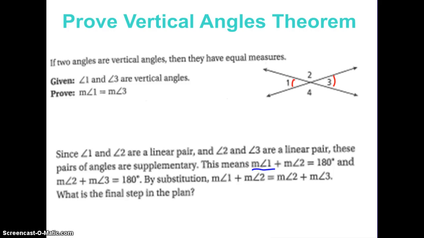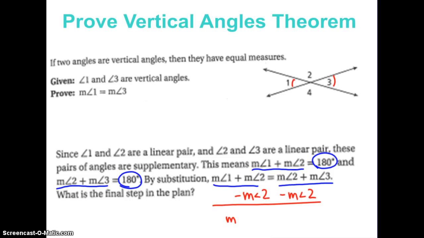Okay, because the measure of angle 1 and the measure of angle 2 added together equal 180, and the measure of angle 2 plus the measure of angle 3 equals 180, by substitution we can say that the measure of angle 1 plus the measure of angle 2 is equal to the measure of angle 2 plus the measure of angle 3. It is our job to finish this out. What we need to do now is subtract the measure of angle 2 from both sides. Okay, that was your subtraction property. Now we are left with the measure of angle 1 is equal to the measure of angle 3. That's all you have to do.